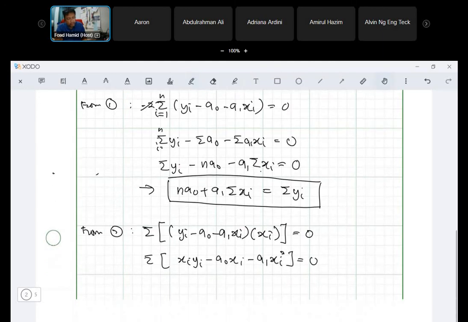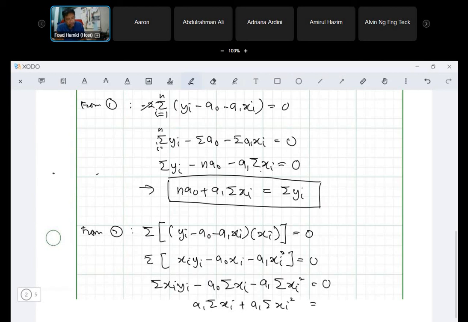So now this is just a summation of xi yi minus a0 xi minus a1 xi square, equal to 0. And again, if we do the summation, we have summation of xi yi minus a0, a constant, summation of xi, minus a1, a constant, summation of xi square, and this should equal 0. If we rearrange this, because a0 and a1 are the unknowns, this is a0 summation of xi plus a1 summation of xi square, and this should be equal to summation of xi yi. Okay, so these are the two equations.